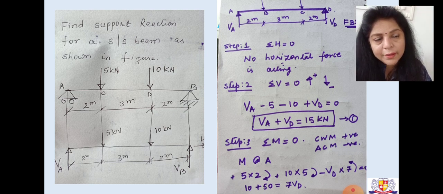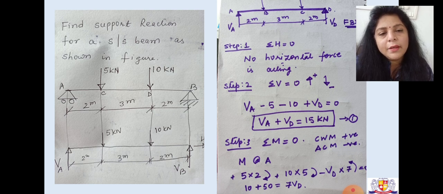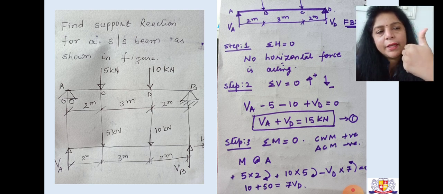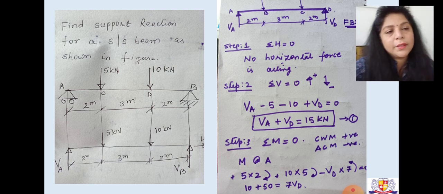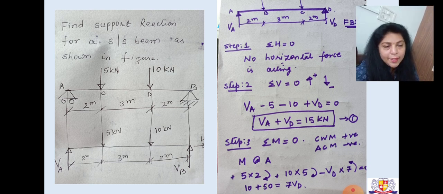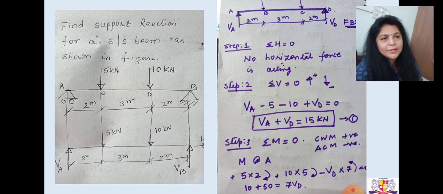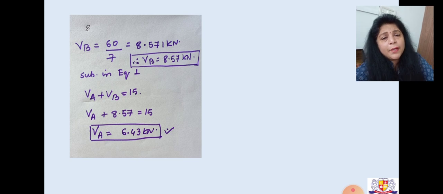And the last is VB. What is the distance of VB up to point A? 2 plus 3 plus 2, that is 7. VB is acting upward, so the right hand thumb is upward and the fingers show the direction that is anti-clockwise, so it is minus. So you can see my equation, moment about point A: 5 into 2 clockwise, 10 into 5 clockwise, and VB into 7 anti-clockwise. So we get the equation 10 plus 50 is equal to 7 VB, and with respect to that we get the answer as 8.57.